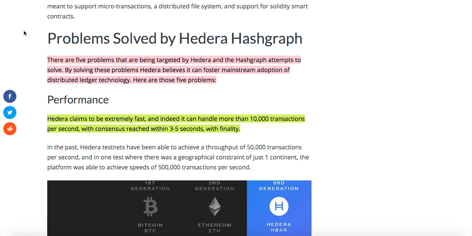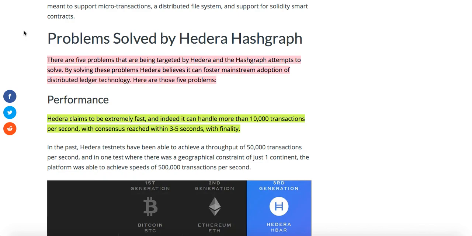So, problems solved by Hedera Hashgraph. There are 5 problems that are being targeted by Hedera and the Hashgraph attempts to solve. By solving these problems, Hedera believes it can foster mainstream adoption of distributed ledger technology. Here are the 5 problems. So, one problem is performance. Hedera claims to be extremely fast, and indeed it can handle more than 10,000 transactions per second with consensus reached within 3 to 5 seconds with finality.